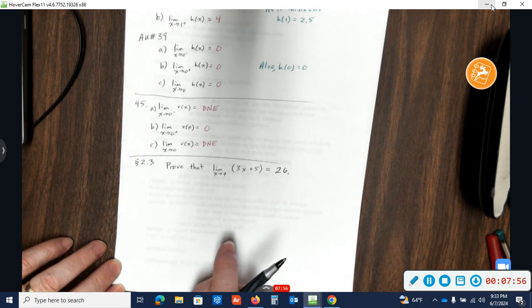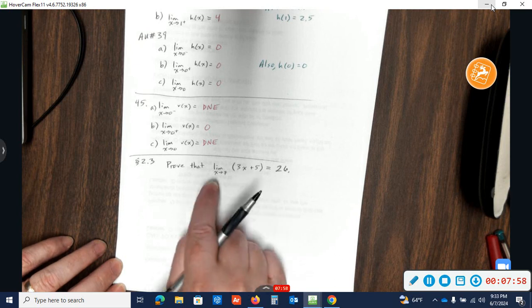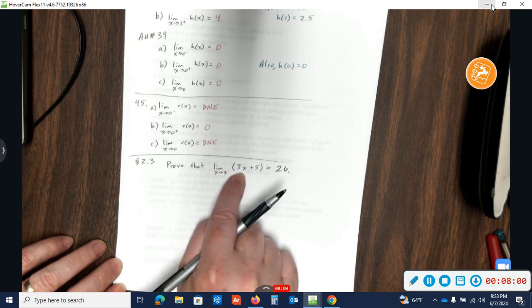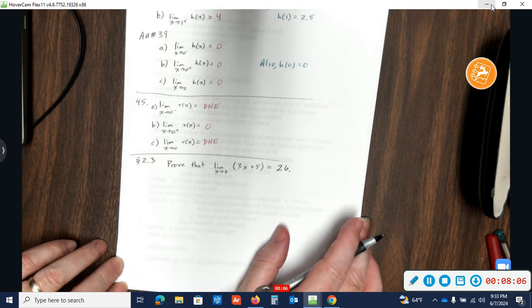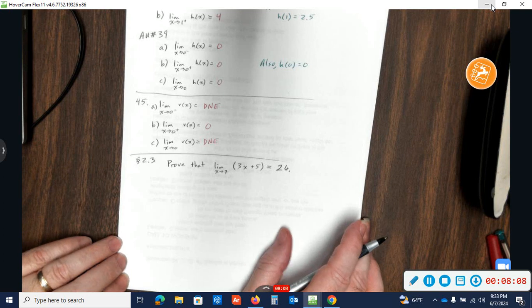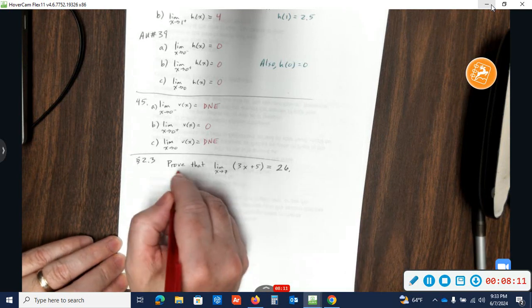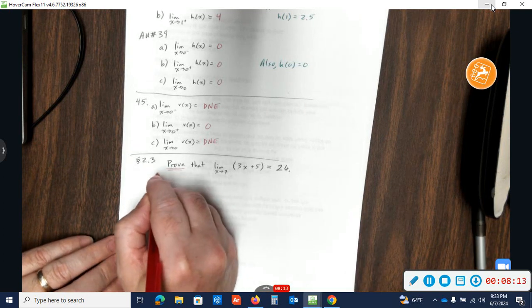Proving that this is true, it's not enough to just plug in 7, because remember, the limit doesn't care about what happens when x equals 7. To prove this, that means walking through that epsilon delta definition.